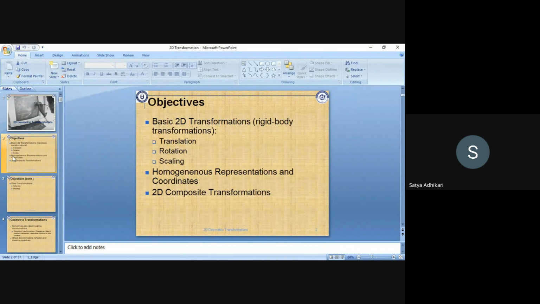Suppose you want to change its position. Suppose an image is present at an x and y location on a 2D platform. You want to transform it from x y to another location, x dash y dash. We are able to do it.